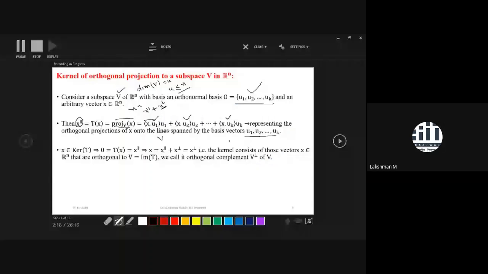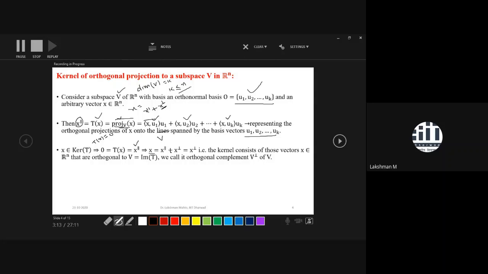For this projection transformation T, if x belongs to the kernel of T, then from the definition of kernel, T of x would be equal to 0. And T of x is a projection operator. So T of x equal to 0 implies the vanishing of the parallel component. That means the projection component has vanished if x is coming from the kernel of T.